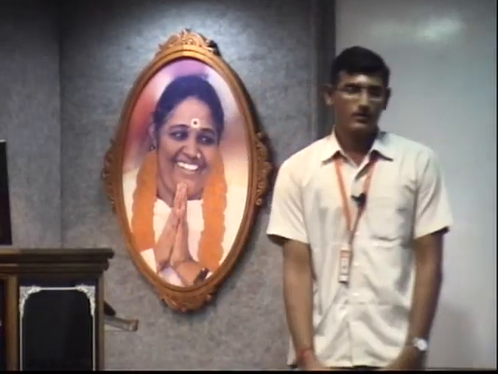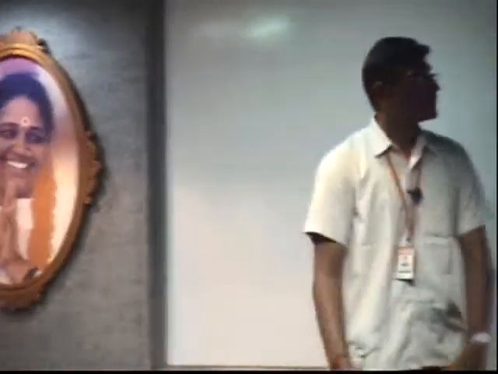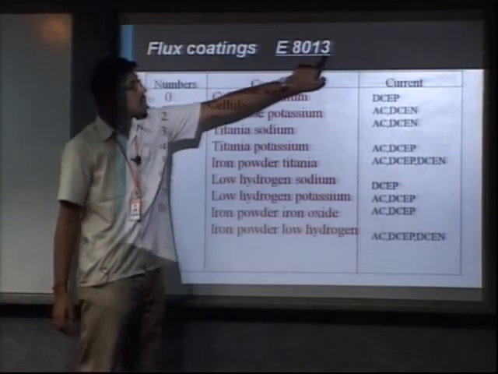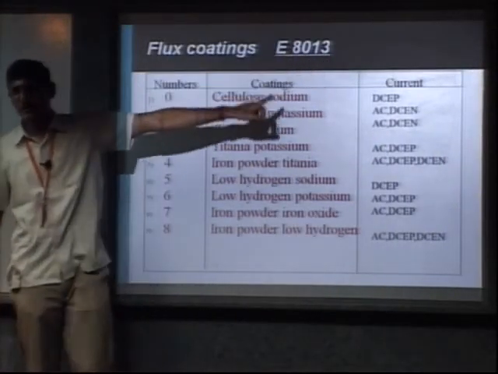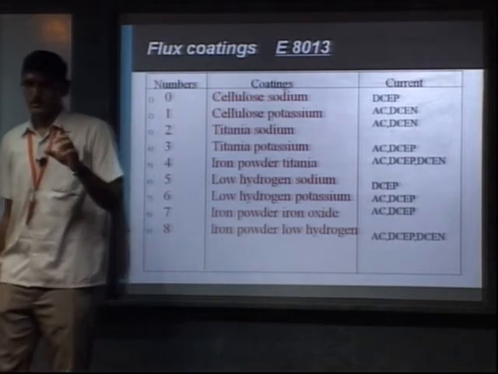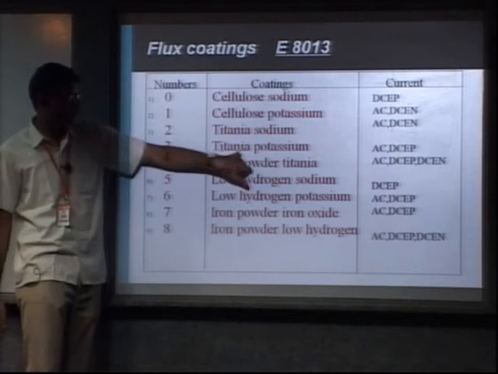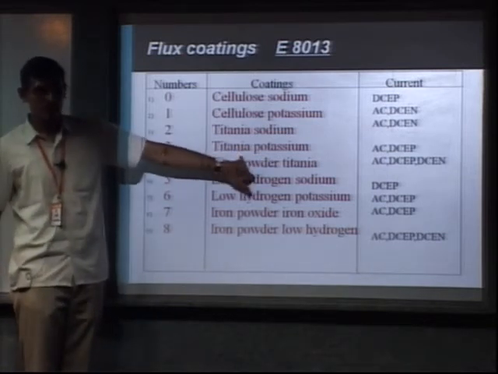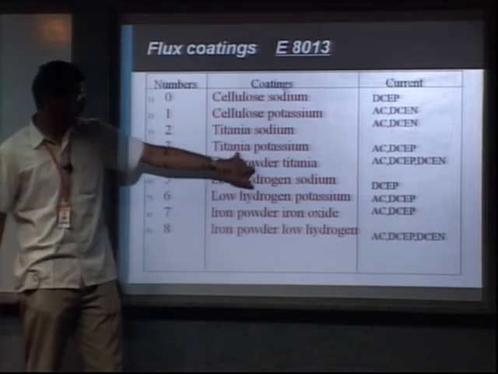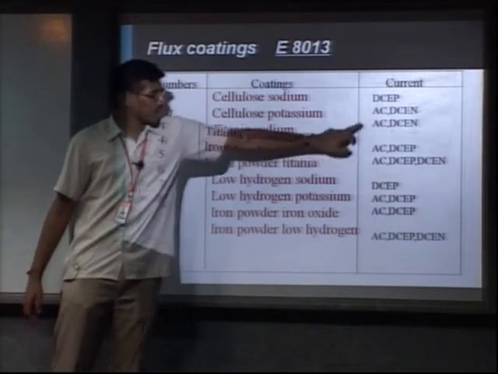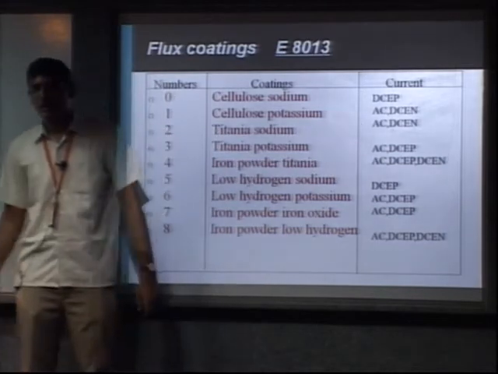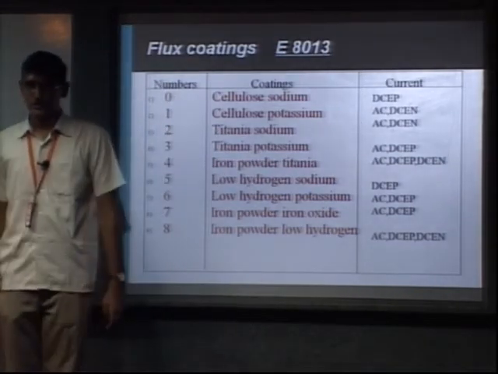And the flux coating for E8013. So this 3 is your flux coating. I just explained what is meant by flux. The chemical reagents that surround your electrode are nothing but the flux coating, right? So this 3 stands for flux coating. The 3 is made up of titanium potassium. So these are the chemicals that surround your electrode. For this titanium potassium, the current can be given as AC, DC, EP, that is alternating current or direct current electrode positive.